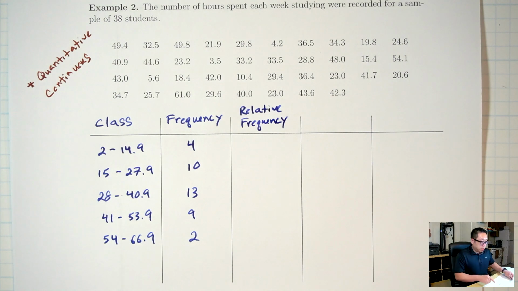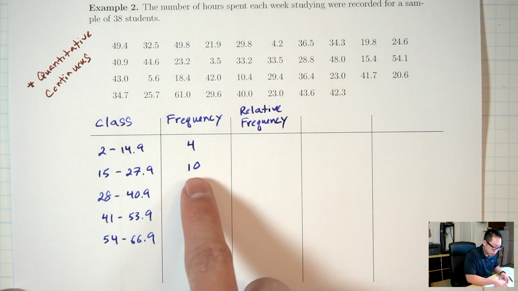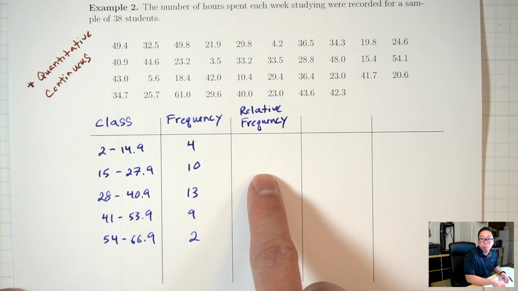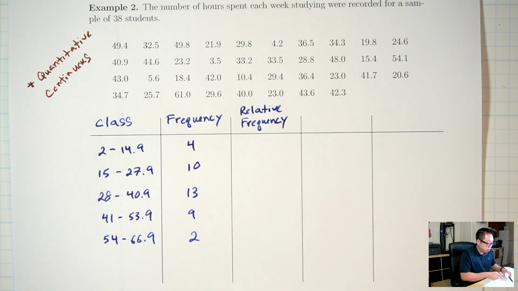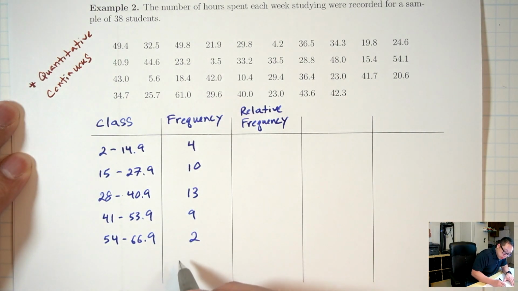Okay. Regular frequency counts how many. So there's 10 data values between 15 and 27.9. Relative frequency, I want to know what percent that represents. So what I need to do is divide these frequencies by the total number of people. The total number of people, just add up all your frequencies.